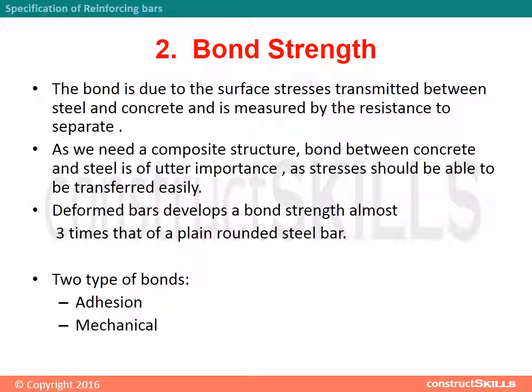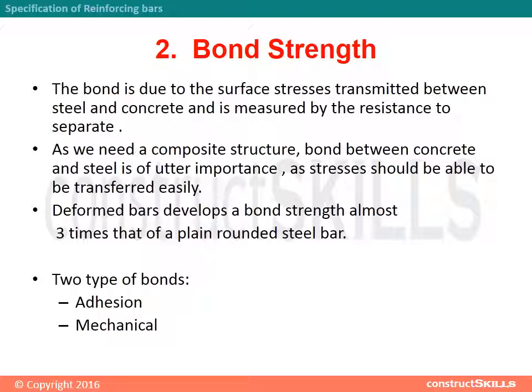Bond strength. The bond is due to the surface stresses transmitted between steel and concrete and is measured by the resistance to separation. As we need a composite structure, bond between concrete and steel is of utmost importance, as stresses should be able to be transferred easily. Deformed bars develop a bond strength almost 3 times that of a plain round steel bar.